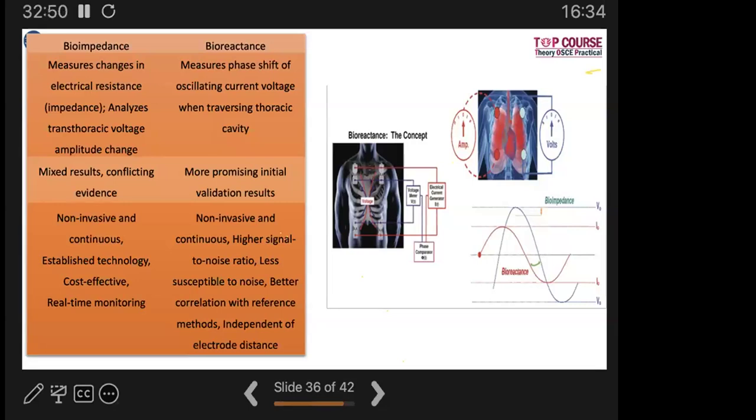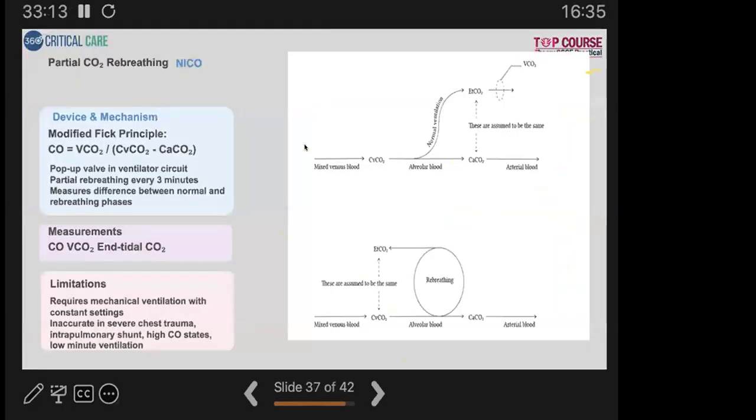So bioreactance is better for cardiac output monitoring, as per the studies, compared to bioimpedance, because there is a higher signal to noise ratio. It can be used even in patients who have arrhythmia. It can be used in a noisy environment, like ICU, ER, OT, wherever we can use it. And bioreactance is better compared to bioimpedance as per the studies also.